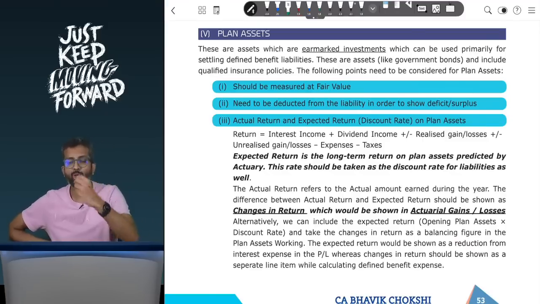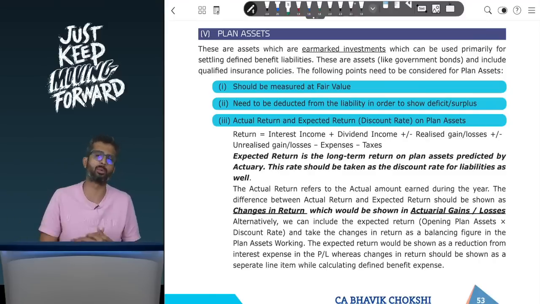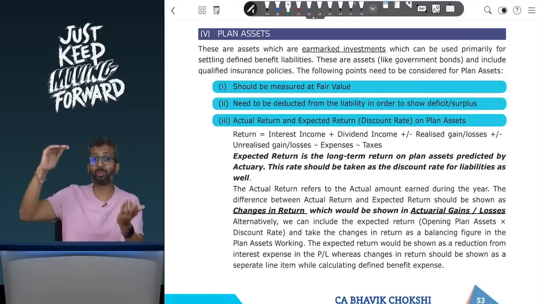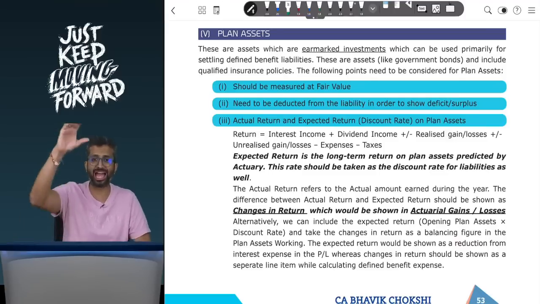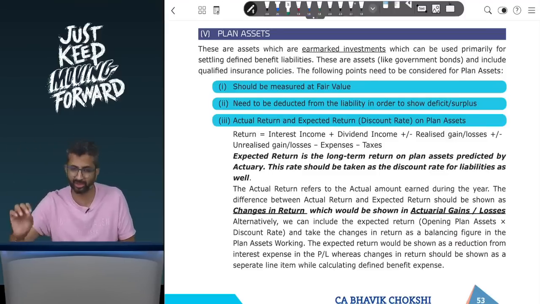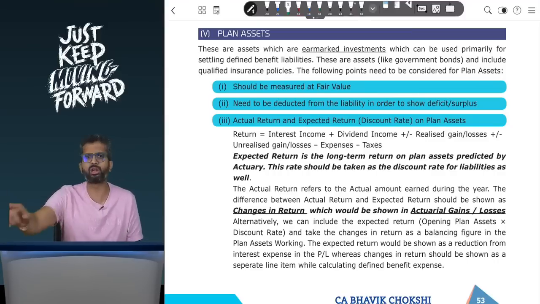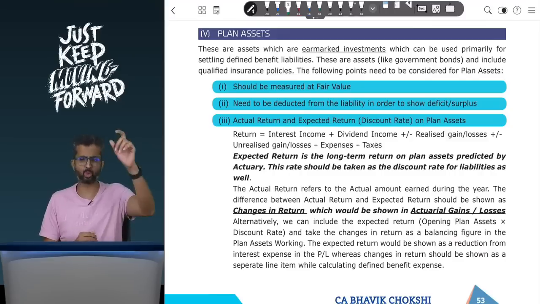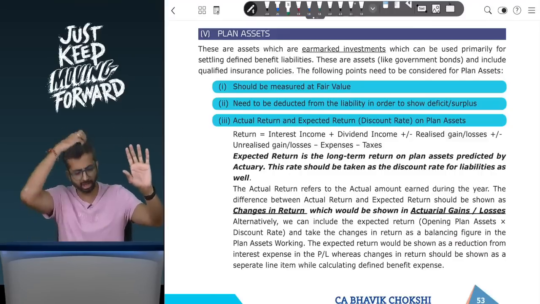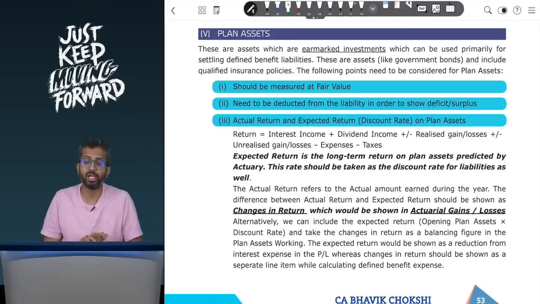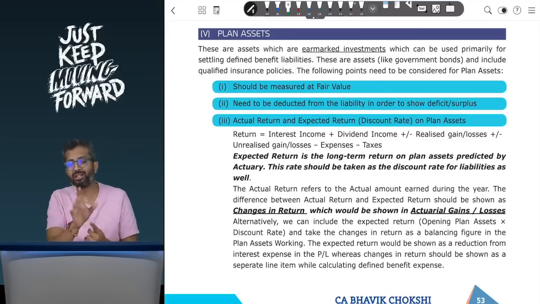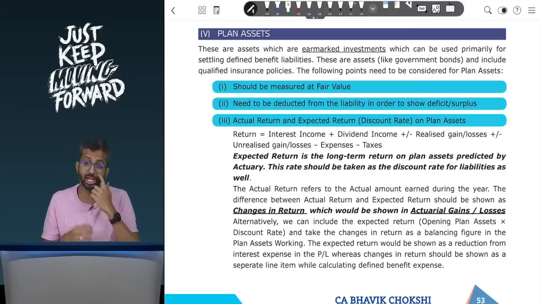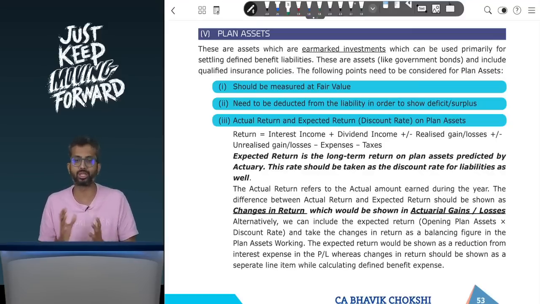And second, where do you show these plan assets? On the asset side of the balance sheet? No, you show it as a reduction from the plan liabilities, and only the net amount will be shown. It is like saying debtors minus provision for bad debts, you show the net amount, or assets minus provision for depreciation, you show the net amount. In a similar way, there may be 1,000 liability and 800 worth of plan assets, which means I will show only the net 200 amount in my balance sheet, 1,000 liability minus 800 of plan assets, and hence 200 of net liability will be shown. So plan assets will be shown at fair value, and second, they will be reduced from the plan liabilities to show the net amount in my balance sheet.